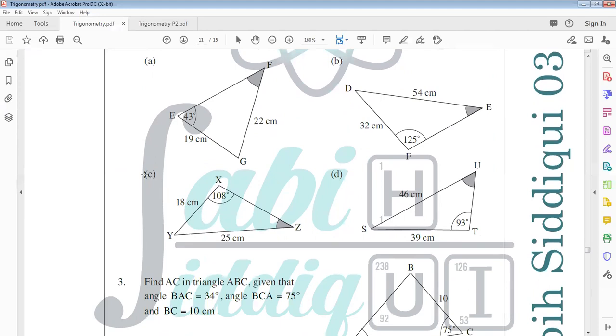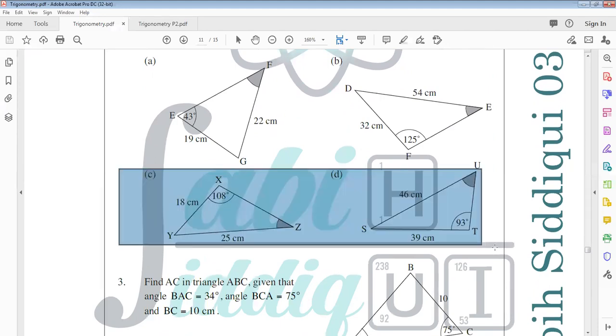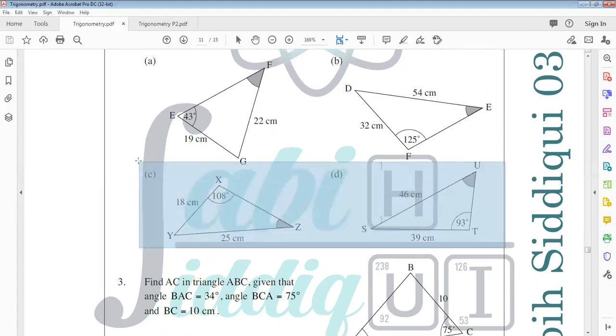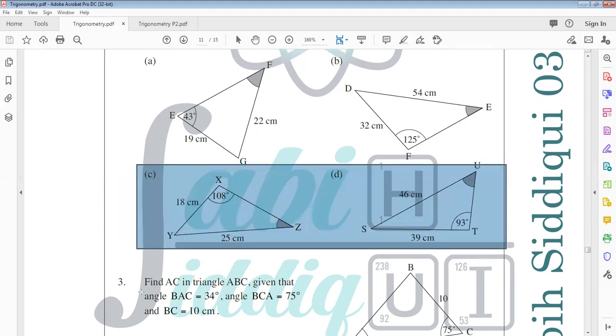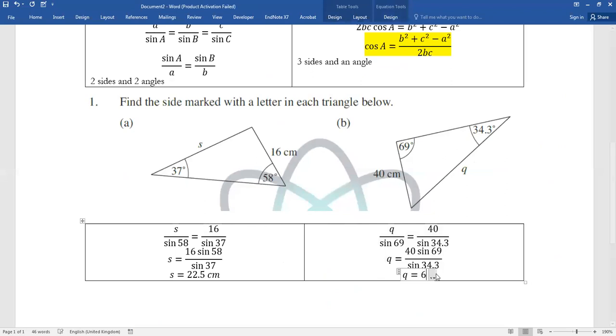66.3 rounded up. 66.3. I'll be using your value, which is 66.3.